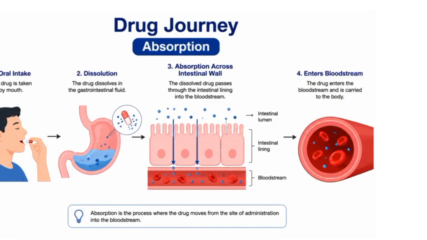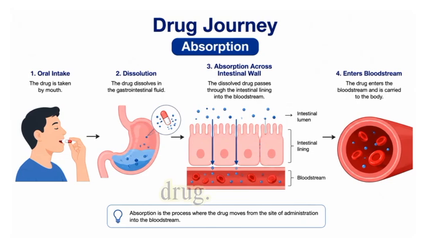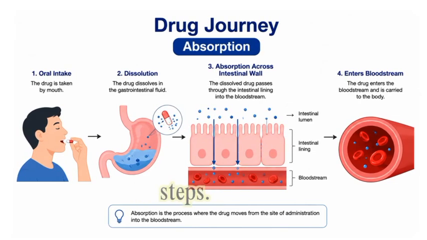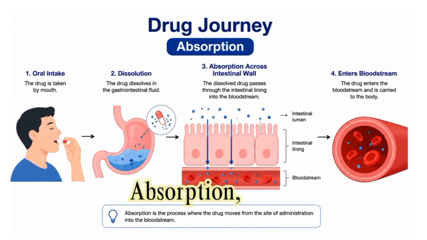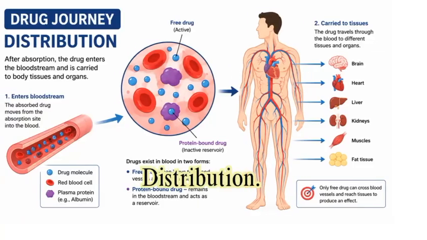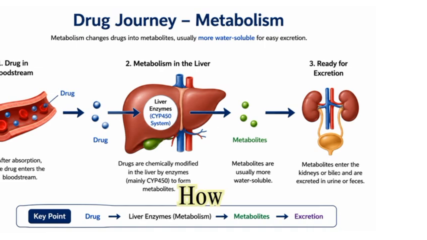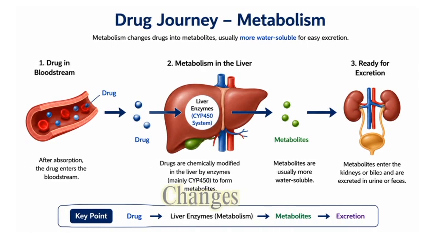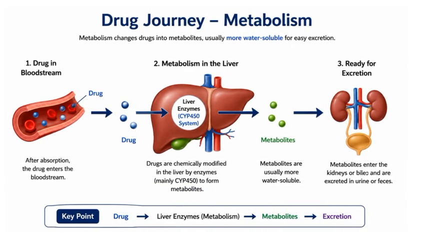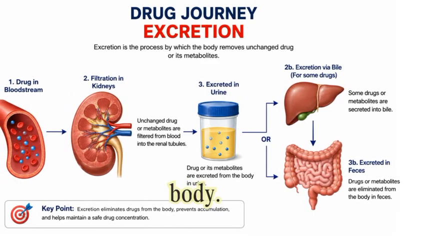Let us summarize. Pharmacokinetics is what the body does to a drug. Remember the 4 steps. Absorption, how the drug enters the bloodstream. Distribution, how the drug travels throughout the body. Metabolism, how the liver changes the drug. Excretion, how the drug leaves the body.